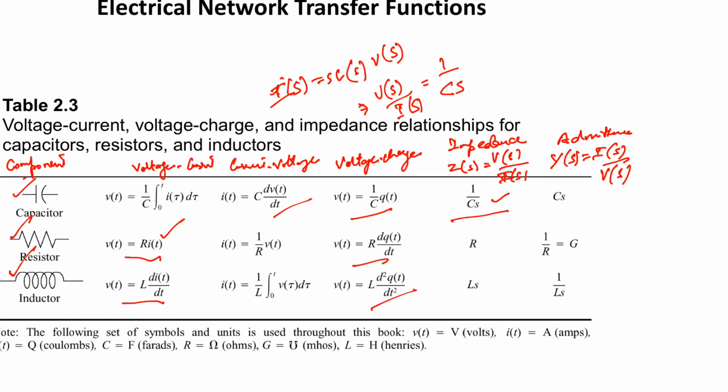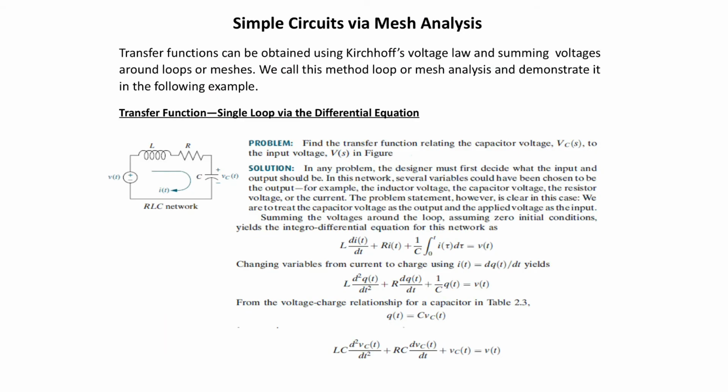Similarly for the resistance, and for the inductor, since we have the differentiation part, we get impedance as LS. Admittance is the opposite of impedance, so we get CS, and then G, that is the conductance in this case, and 1 by LS. So we will have this in S domain also. We will have this impedance and admittance, and in subsequent lectures I can show you the importance of this.